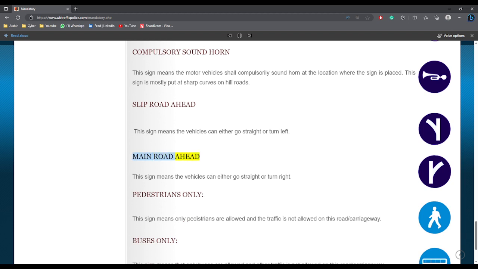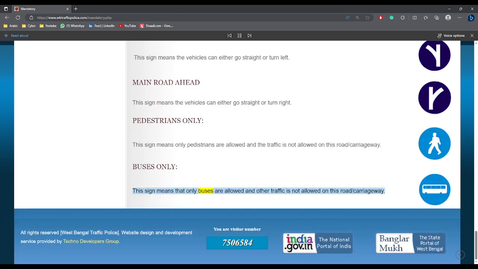Main road ahead. This sign means the vehicles can either go straight or turn right. Pedestrians only. This sign means only pedestrians are allowed and the traffic is not allowed on this road/carriageway. Buses only. This sign means that only buses are allowed and other traffic is not allowed on this road/carriageway.